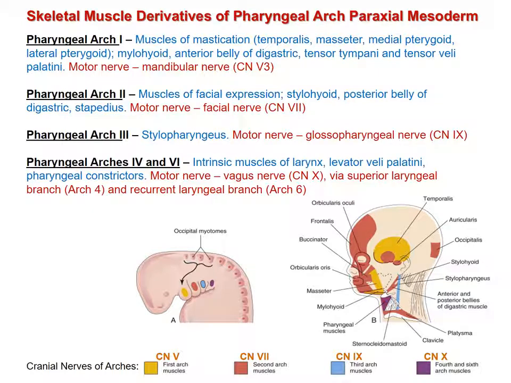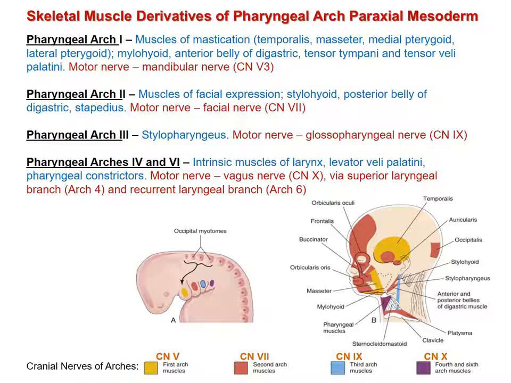We wrap up our discussion of the derivatives of the pharyngeal arches by listing the skeletal muscles that arise from the paraxial mesoderm within these arches and the cranial nerve that provides motor innervation to them. Because of the unique origin of these muscles, you may hear or see reference to a special kind of functional fiber type within these cranial nerves known as SVE, or special visceral efferent fibers.